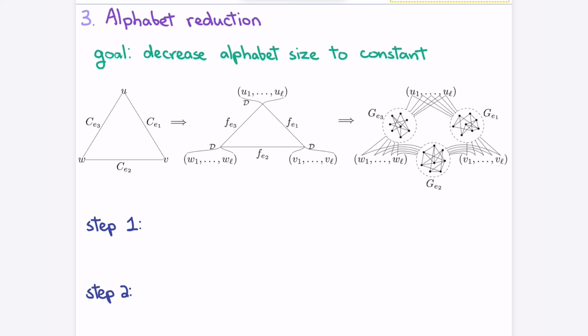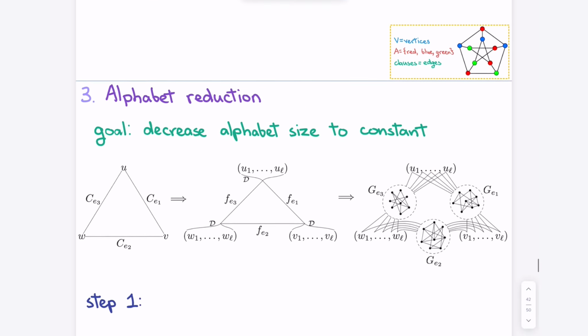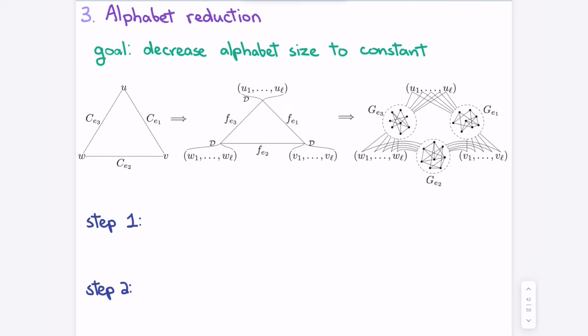Okay. So now powering is great because we can increase unsat quite a bit. We can even control it by choosing t. But our alphabet blew up because each vertex is labeling the entire neighborhood. So we want to bring the alphabet back down. So this will be a composition of two steps. It's actually kind of cool. We're going to take the alphabet size from however big to 2.